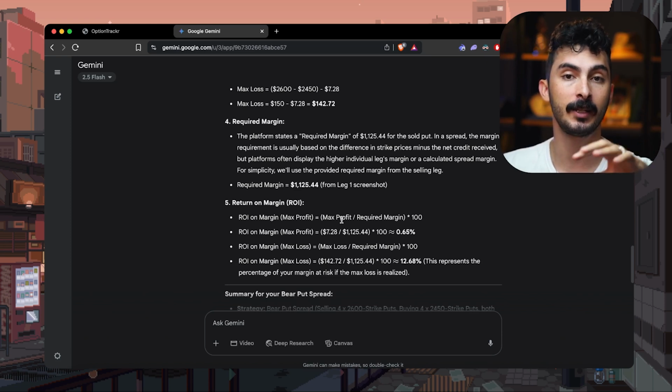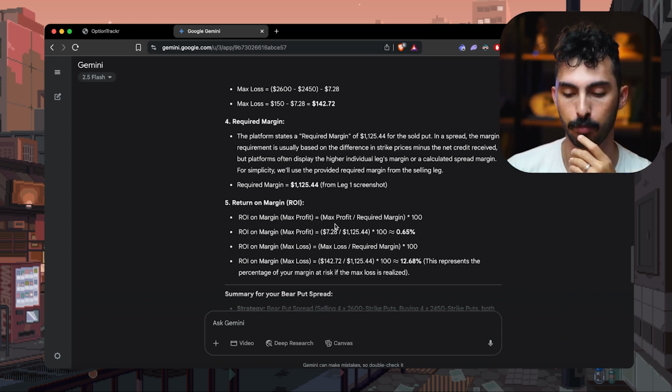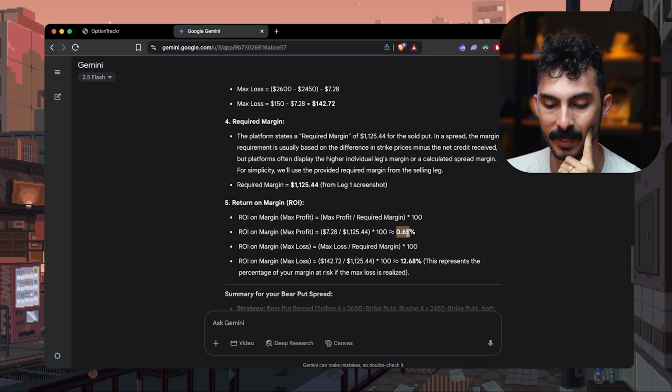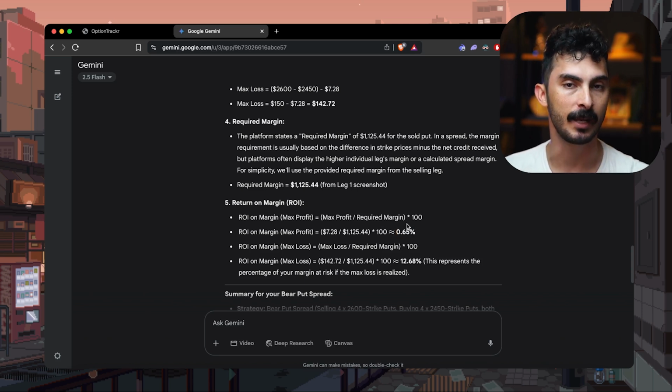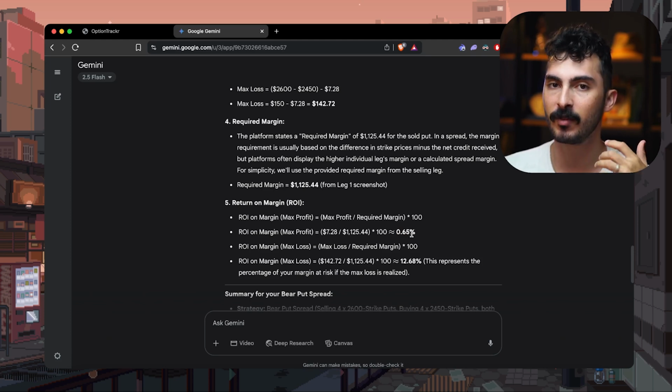So now we calculate the ROI. The ROI is how much I'm making compared to how much margin I put in. So the ROI that I'm getting is 0.65. So I'm making 0.65% in a day. Remember, these numbers could seem very little because it is not even 1%, but this is in a day.